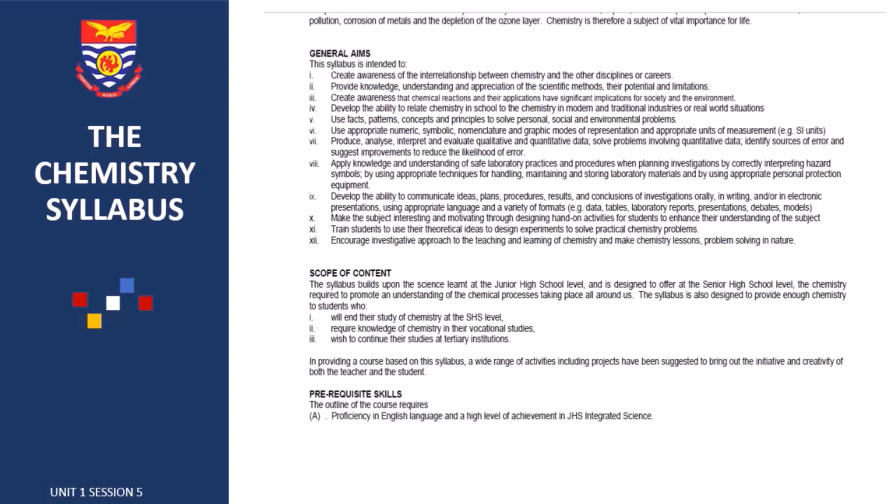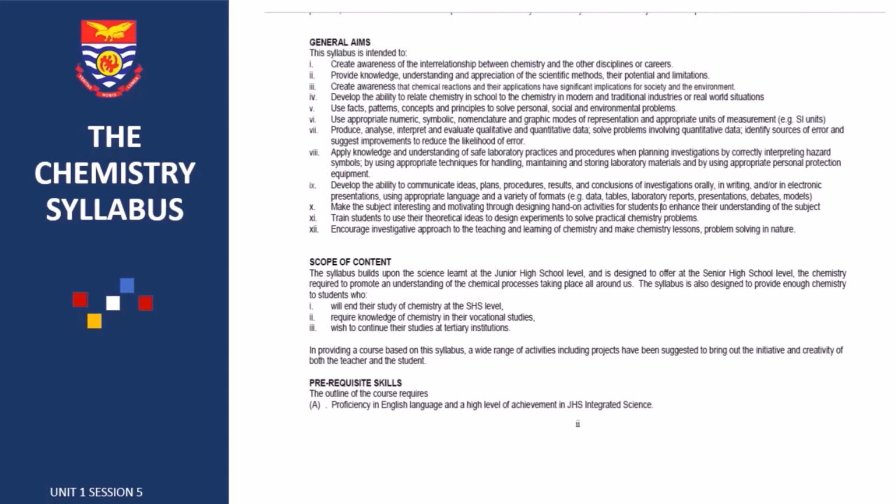Now looking at the general aims, there are 12 in number. First is to create awareness of the interrelationship between chemistry and the other disciplines in careers. 2. To provide knowledge, understanding, and appreciation of the scientific methods, their potential and limitations. 3. Create awareness that chemical reactions and their applications have significant implications for society and the environment. 4. Develop the ability to relate chemistry in school to the chemistry in modern and traditional industries or to real-world situations.